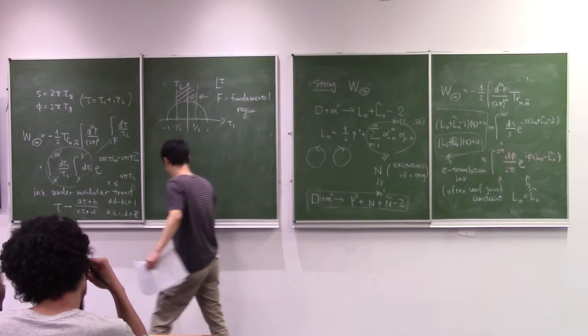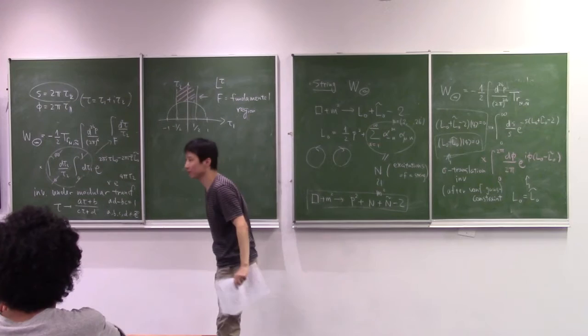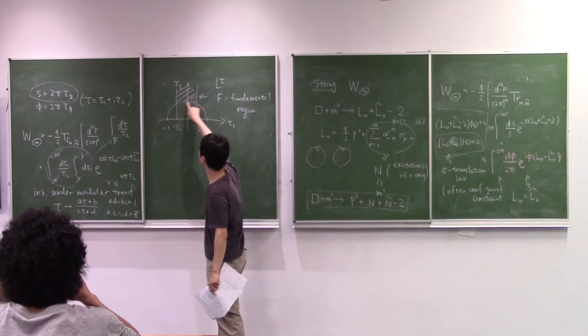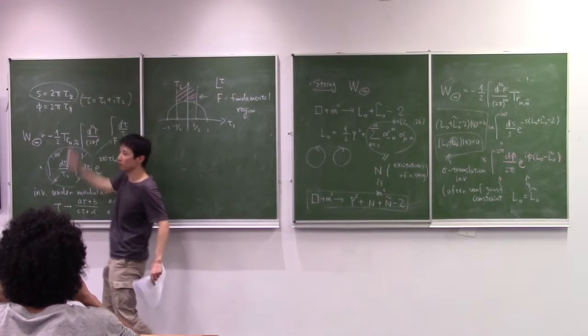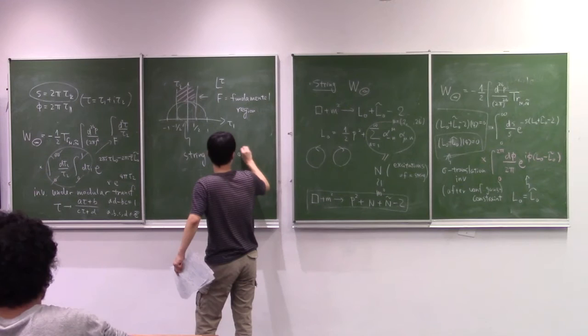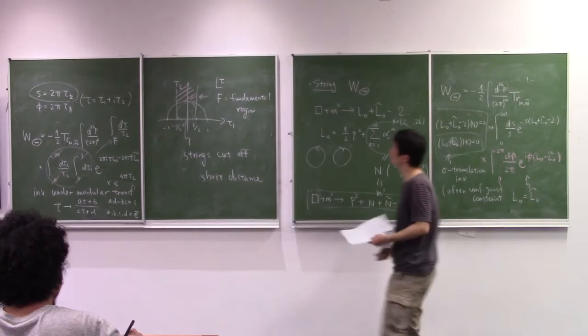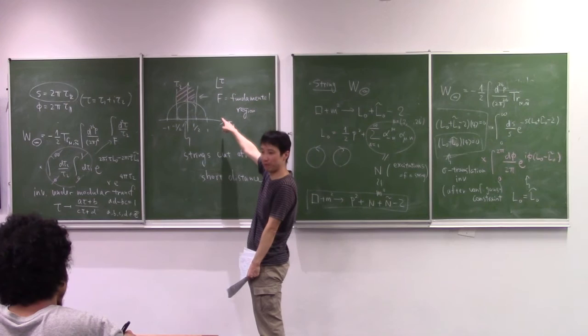So now this s equals 0 was the problem, yes? That gave you the UV divergence. But look at this, now string theory gets rid of this small s region, that is small tau 2. So strings cut off short distance, that's the interpretation. So that way you avoid the ultraviolet divergence.